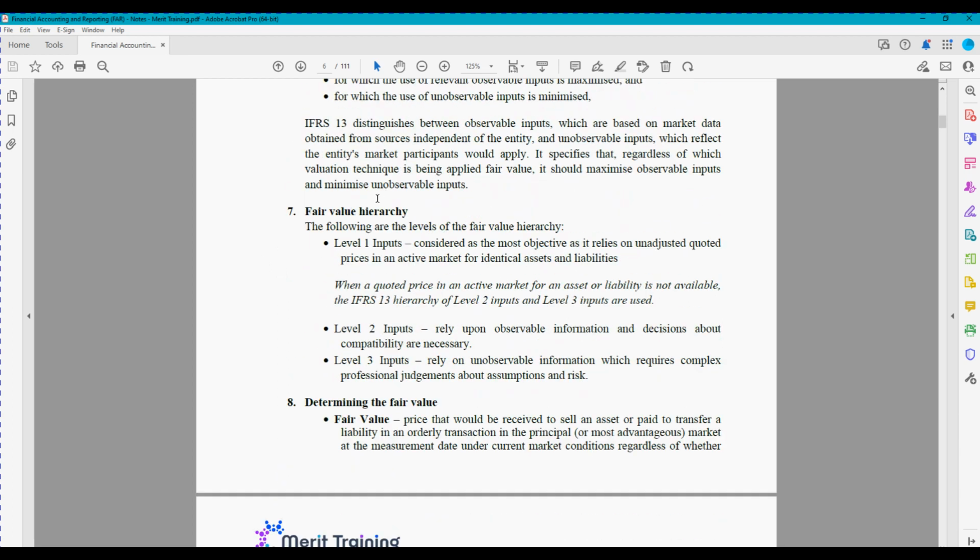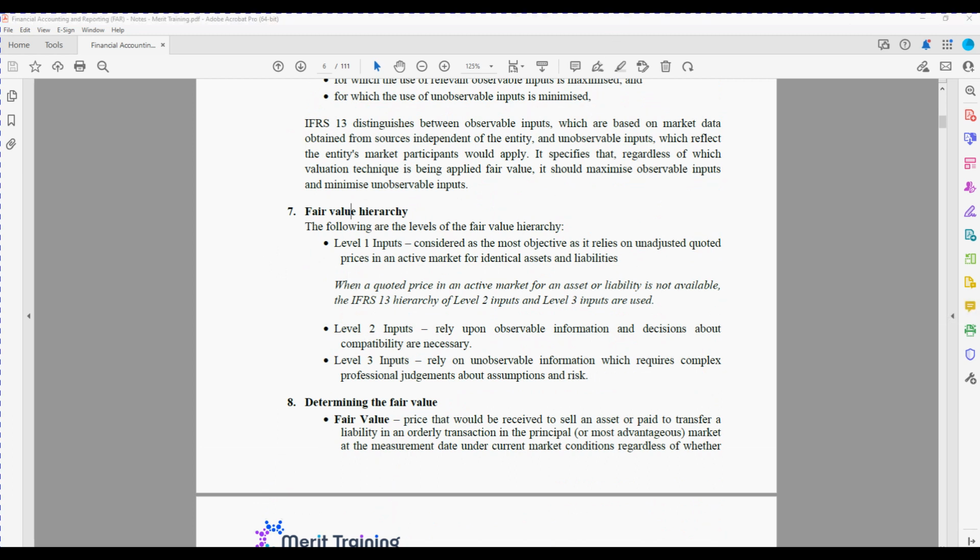So next is the hierarchy of fair value. Essentially there are different levels of fair value depending on how reliable they are. Level 1 inputs are the most objective, as they rely on unadjusted quoted prices in an active market. A good example is the ASX. We know exactly, at every given minute, what people are willing to pay for a particular share. So this is a level 1 input. It's highly reliable. But the further down you go in terms of the inputs, the less reliable they become.